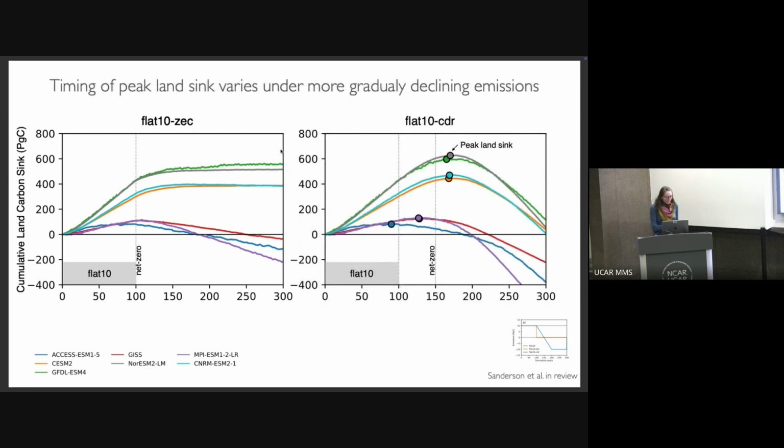If we look at the experiment where emissions decline more gradually and are then removed, we can look at the time at which land sink peaks, right? As you start to decline emissions, but you don't reduce them immediately to zero, when does peak land sink occur? When does land sink start to decline? And eventually, when would it reach zero? And we can see that the timing of that peak land sink also varies quite a bit across models, and it's related also to the initial sink strength.